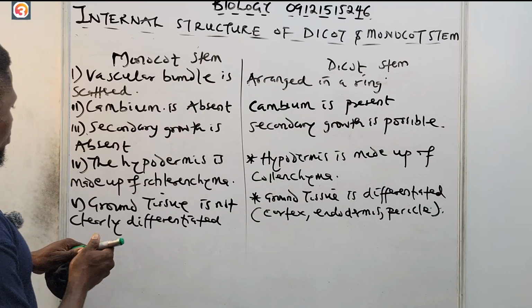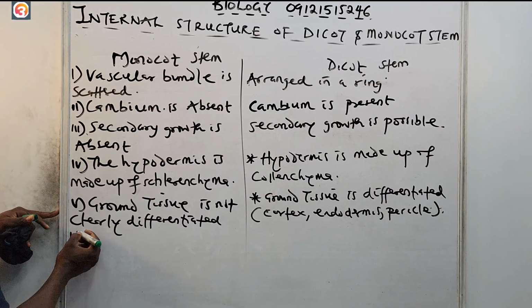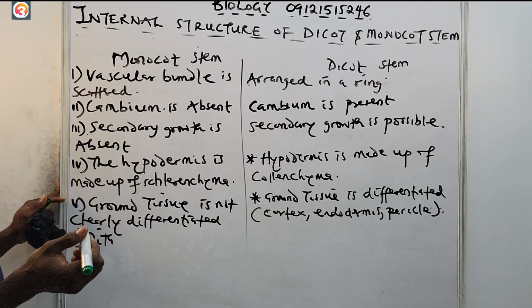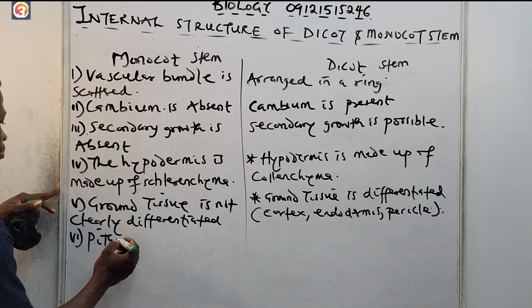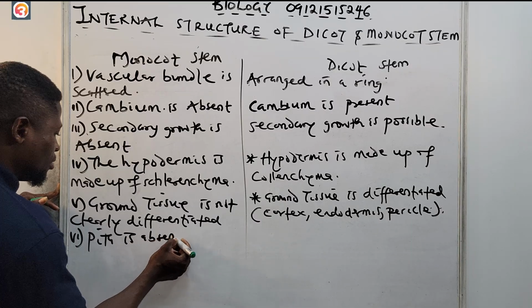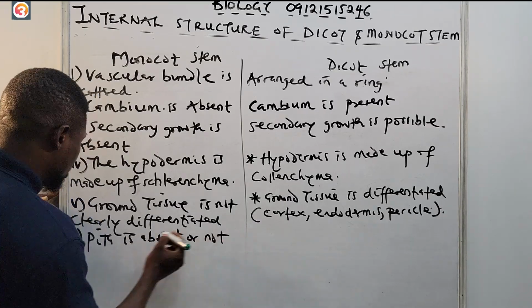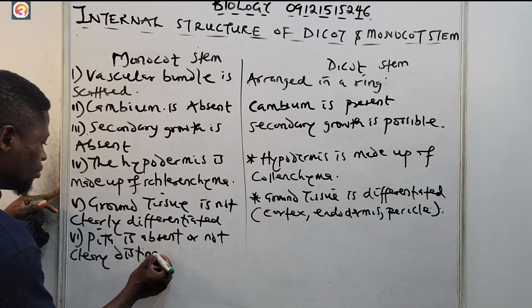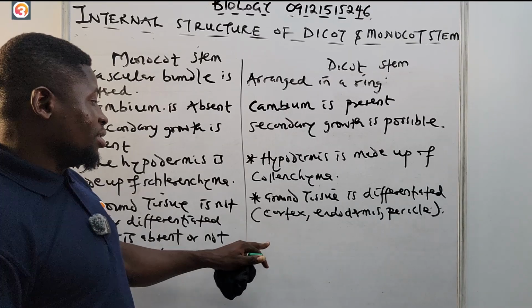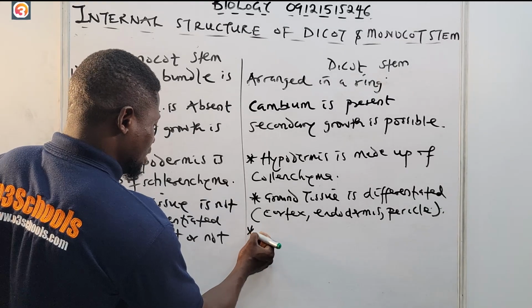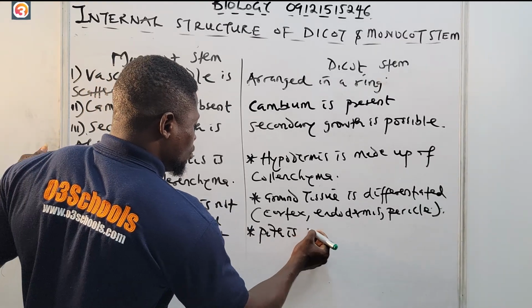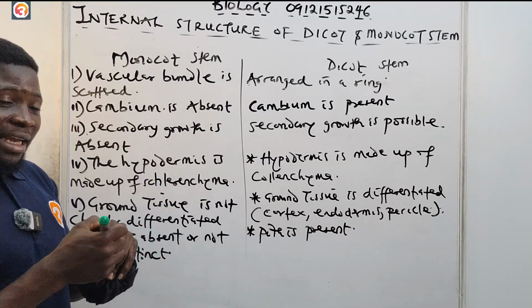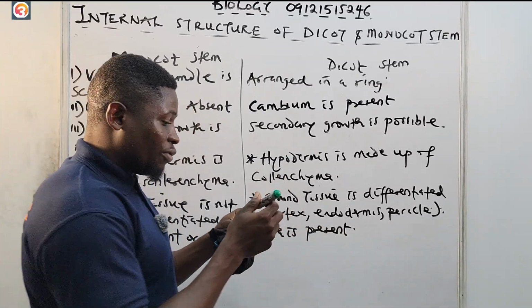Also pith, number 6 now, the pith is absent or not clearly distinct in the monocot stem. As you can see here for the dicot, the pith is present. Okay, it was differentiated. We knew from the drawing of the dicot stem.